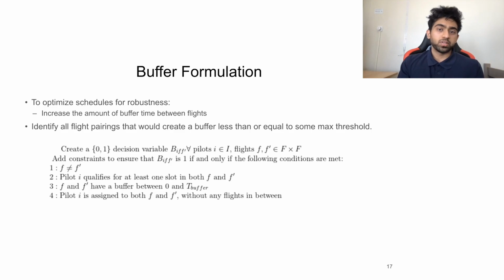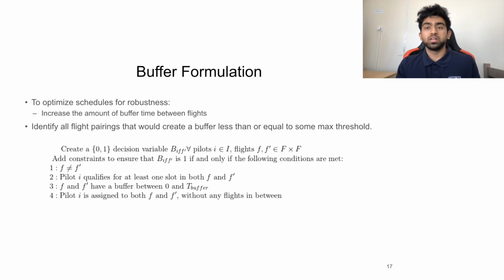One desirable property in schedules is that when there are disruptions, we need to have minimal changes in the assignments. To tackle this, we try to maximize buffers in the schedules. A buffer is the time between the end of the first flight and the beginning of the next flight.